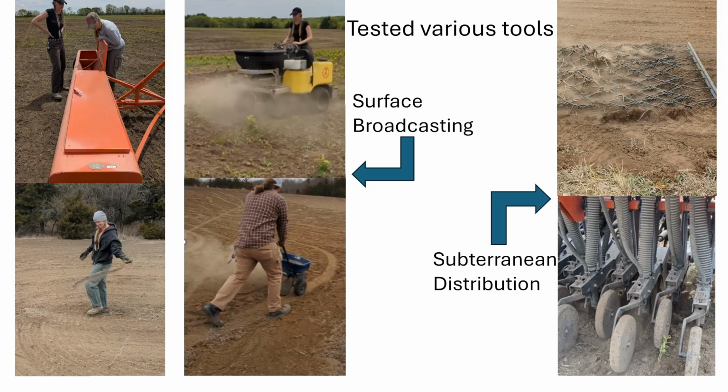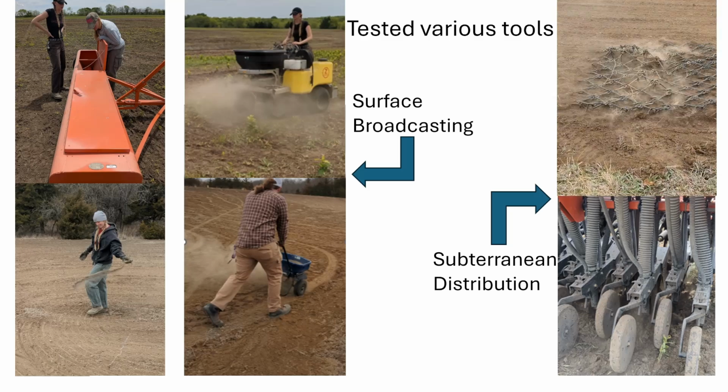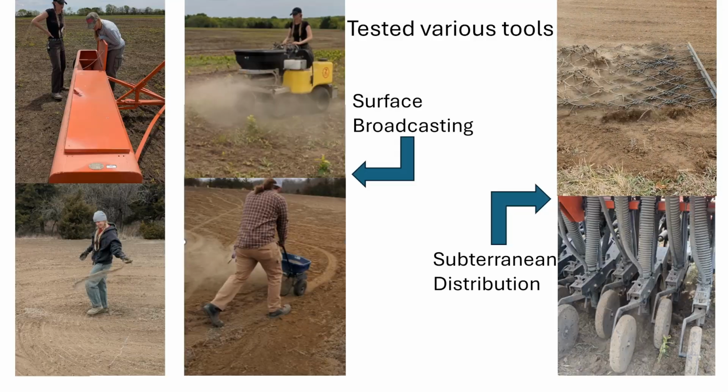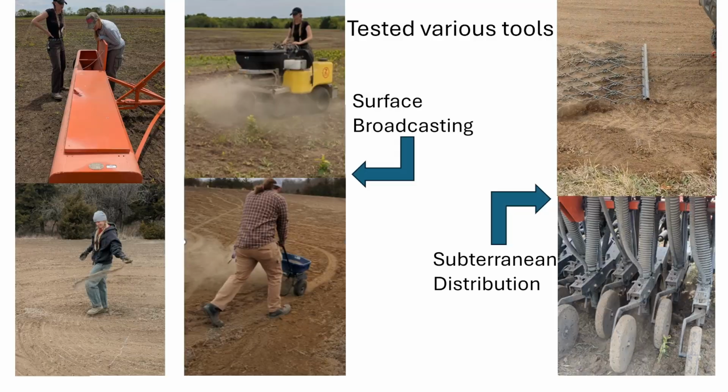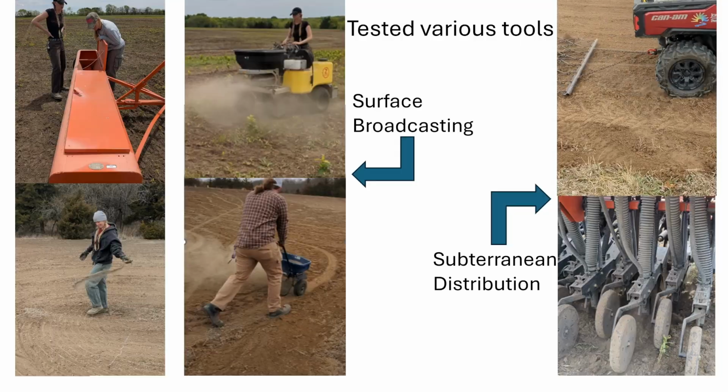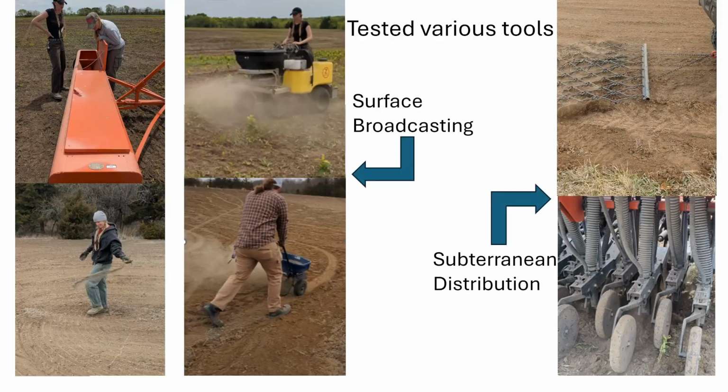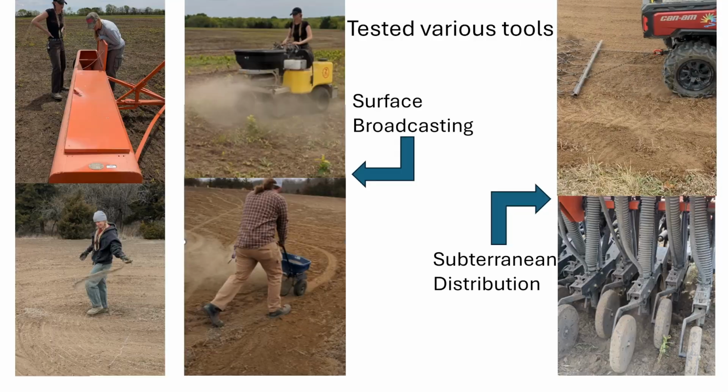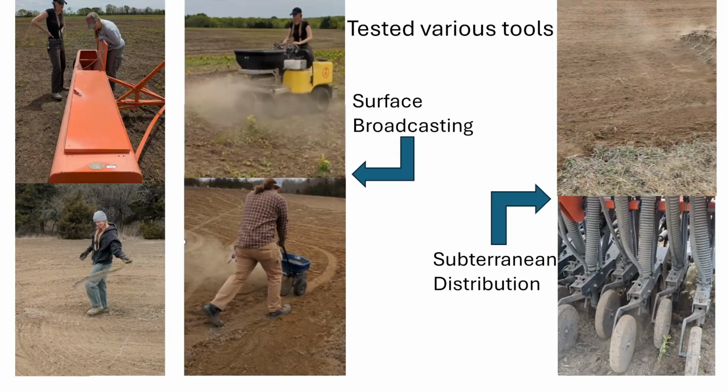Up top is a harrow. So it's sort of like this thing with these tines you can put behind a tractor or Kubota or whatever. It sort of rakes the soil a little bit. And so you put your seeds and inocula down first and then drive this thing over to rake it into the top layers of the soil.